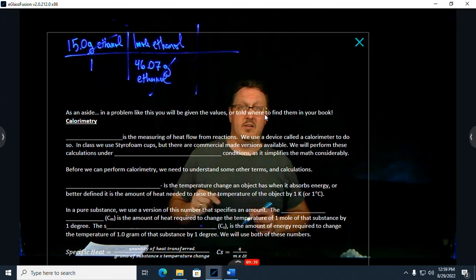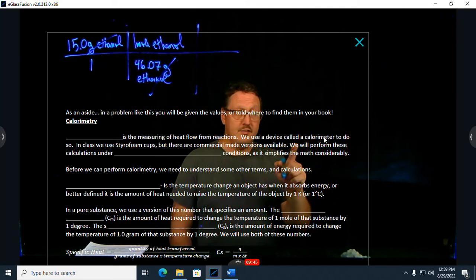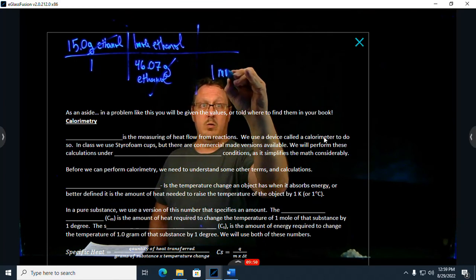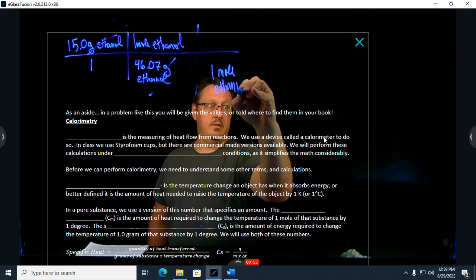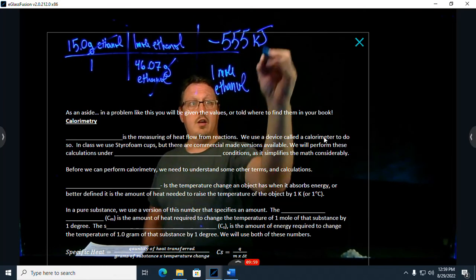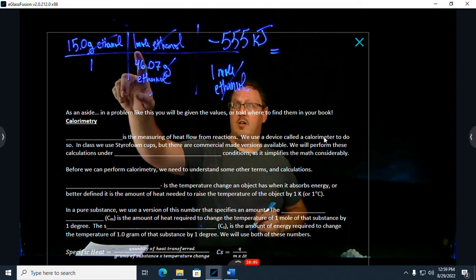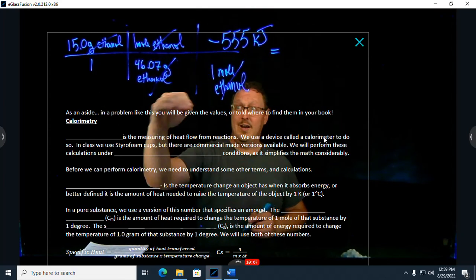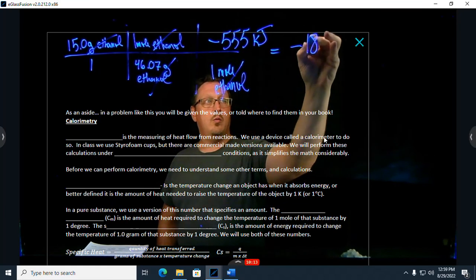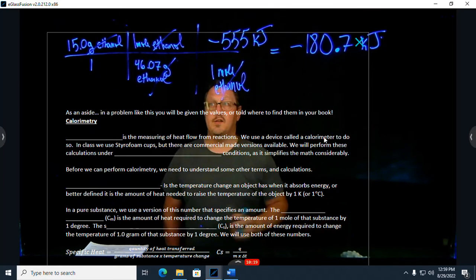So I go back to my balanced chemical equation on the page above. For every 1 mole of ethanol that I consume, I'm going to release 555 kilojoules of energy. That's why there's a negative sign there. So moles are gone. Now 15 times 1 times negative 555 divided by 46.07 is going to give me a value of negative 180.7 kilojoules. Now, does this value make sense?